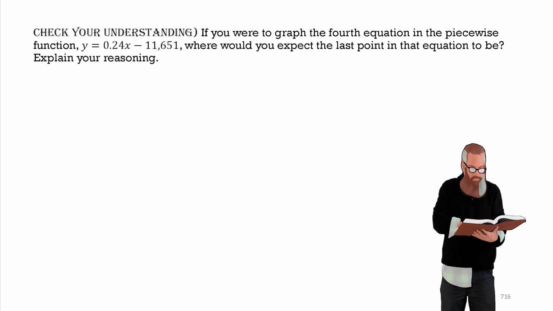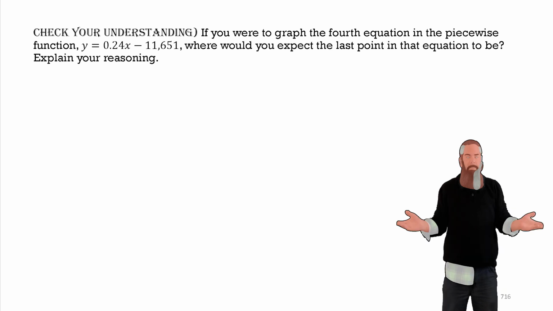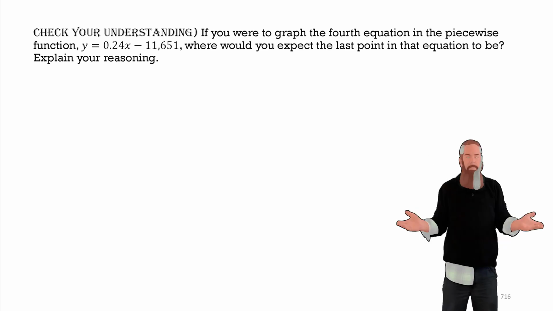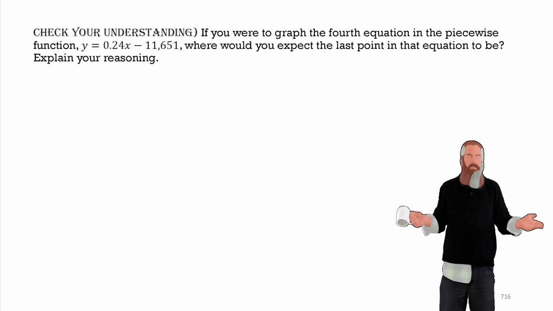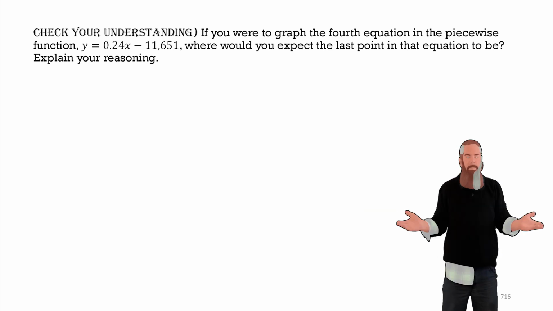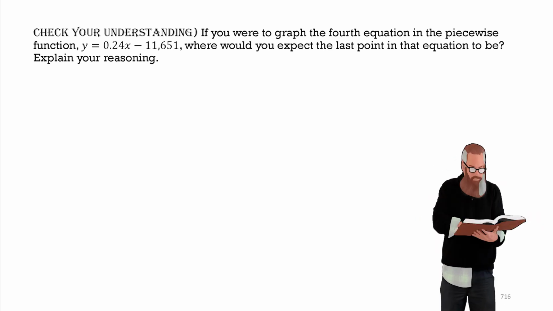If you were to graph the fourth equation of the piecewise function, y equals 0.24x minus 11,651, where would you expect the last point of that equation to be? And explain your reasoning. We could expect the last point to be at (321,450, 65,497). The 321,450 is the highest income for that tax bracket, and 65,497 is the tax you would pay on that amount.